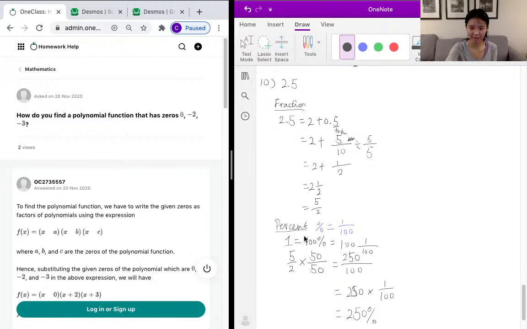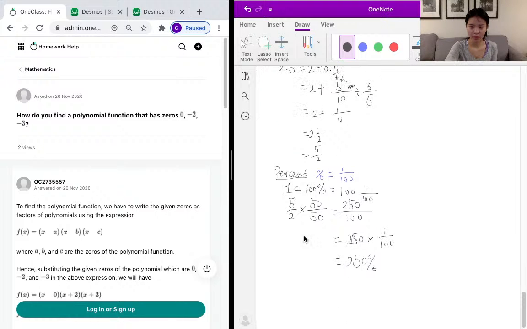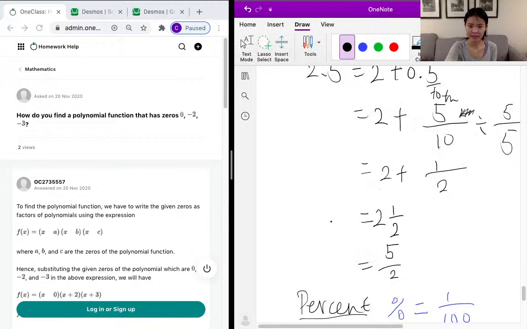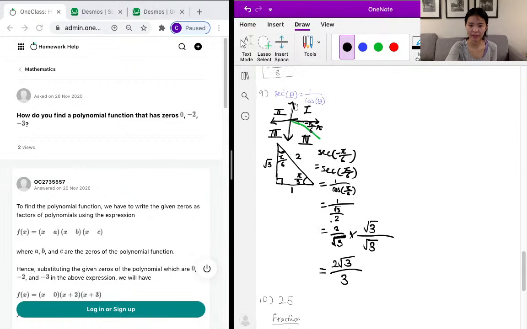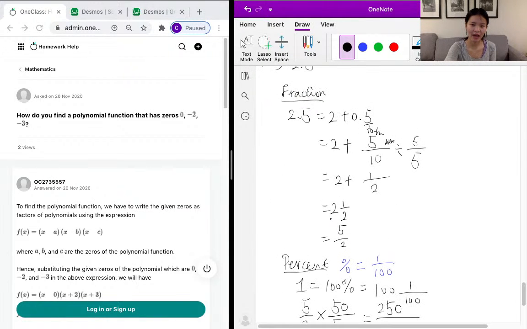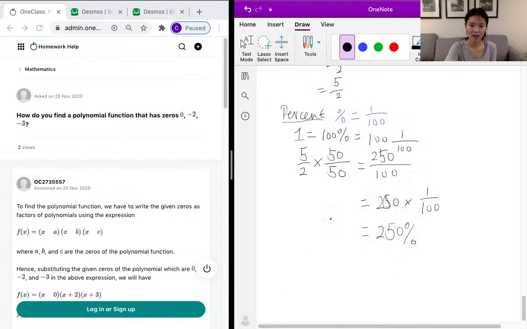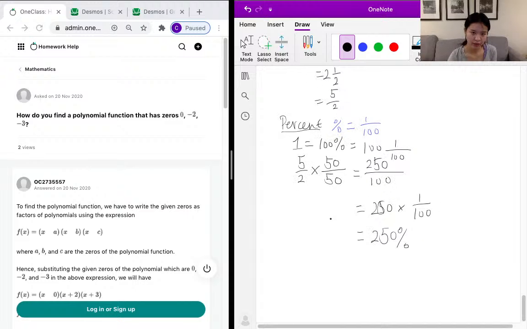Nice, we have another easy problem. Okay, so the problem here just asks us how do we find the polynomial function that has zeros 0, 1, or 0, -2, and -3.